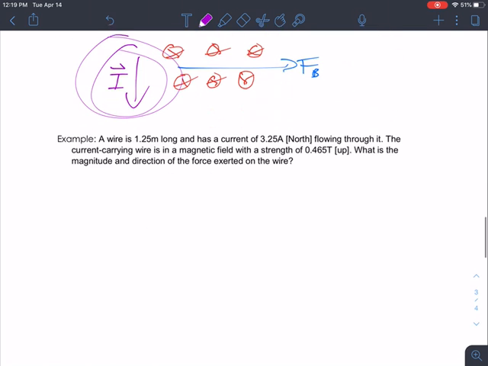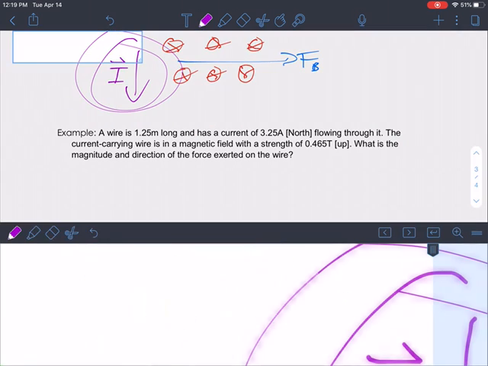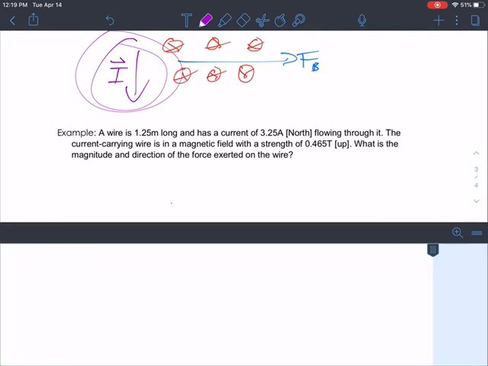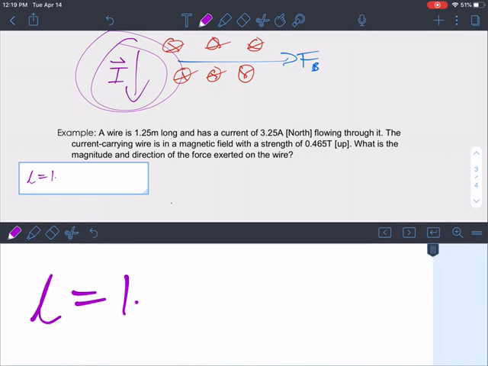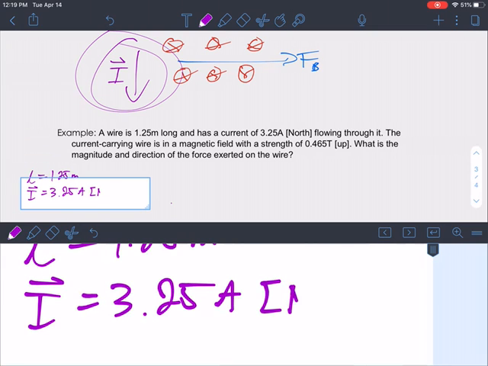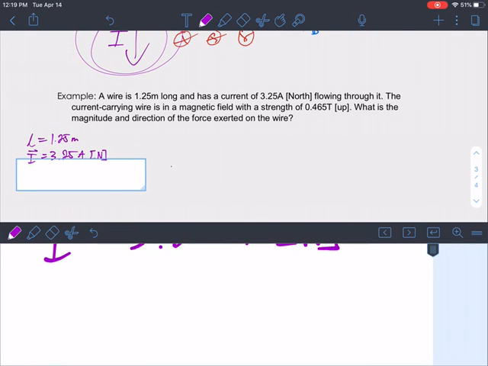And so, last example, a wire is 1.25 meters long. So this is going to look a little bit different because we're actually doing a calculation. So we've got length equals 1.25 meters, and we've got a current, that's I, of 3.25 amps, and it's north. Oh boy, now we got directions. Can we put it all together?